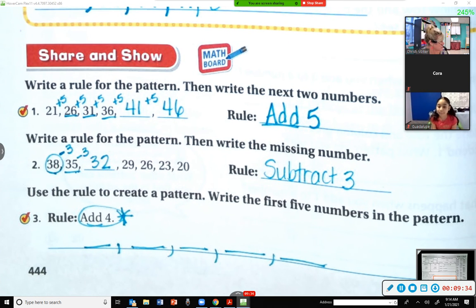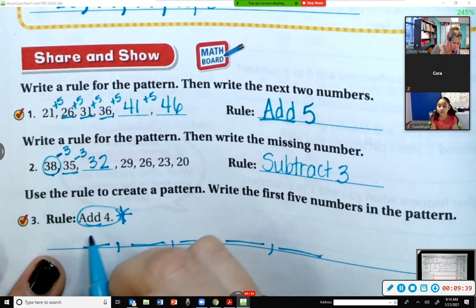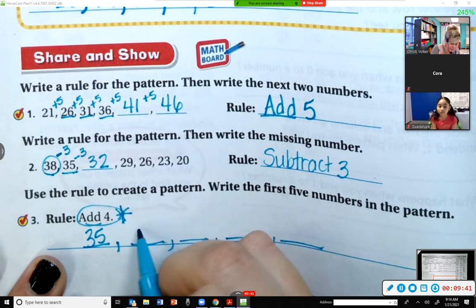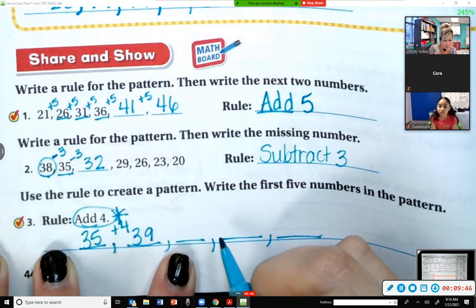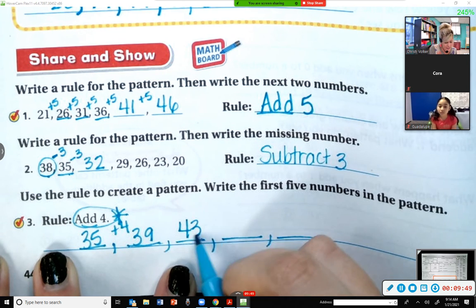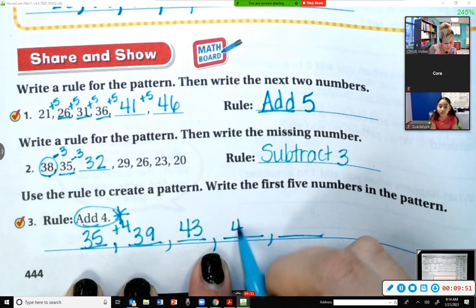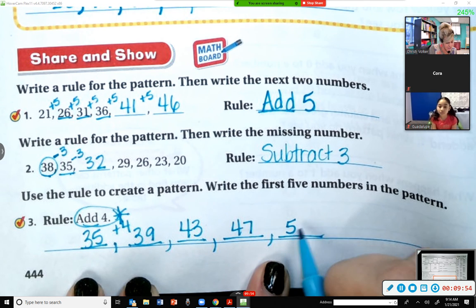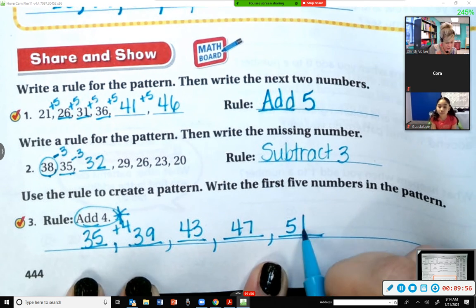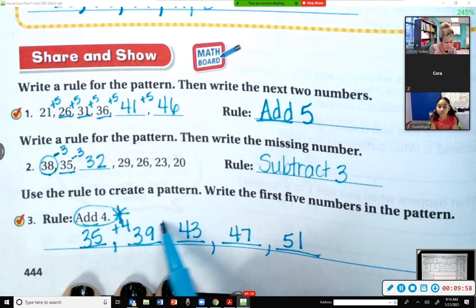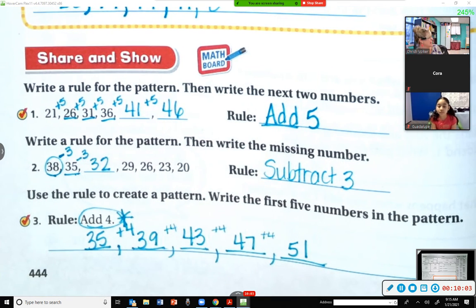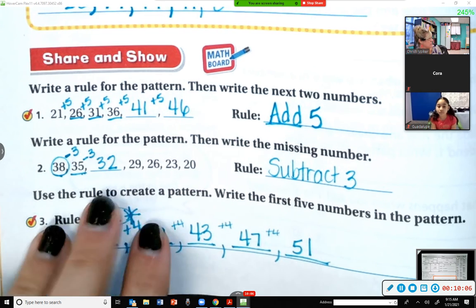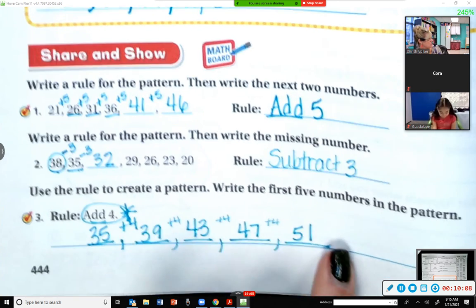Okay, Javea, what was your pattern? 35, okay, hold on. 35, good, and then you went to 39. That is adding 4. So what was after that? 43, good. 47, and 51, good. So each time she added 4 to get the next number. That's all you're doing, guys. Patterns. The rule was add 4, so you got to make sure you do it through the whole pattern.